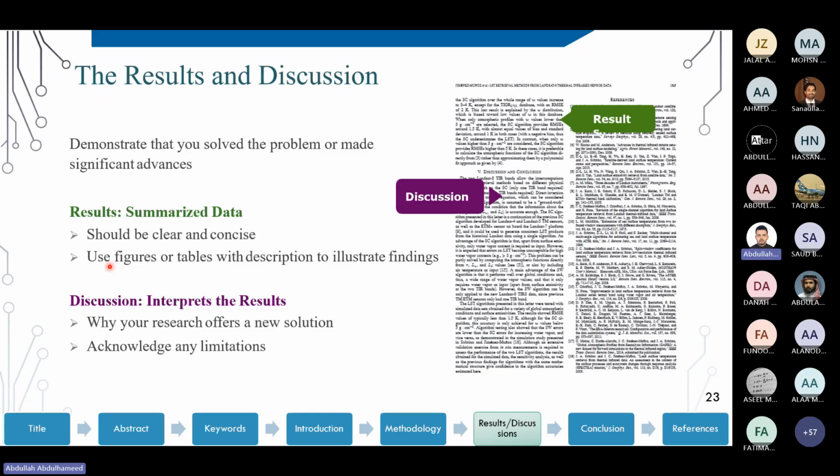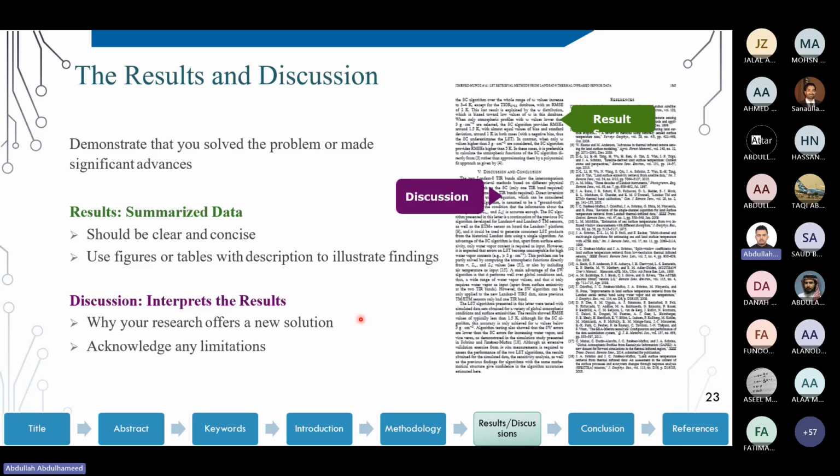Second, use figures and tables. I also mentioned this in the previous slide, but I repeat because this thing is actually very important. In the discussion, interpret the results, why your research offered a new solution. Of course, you need to make your research work look important. You will try to convince the readers or the reviewer or the people that you want to send your paper to, or maybe your supervisor also, why your research offers a new solution. Like, what is this solution that it offers?